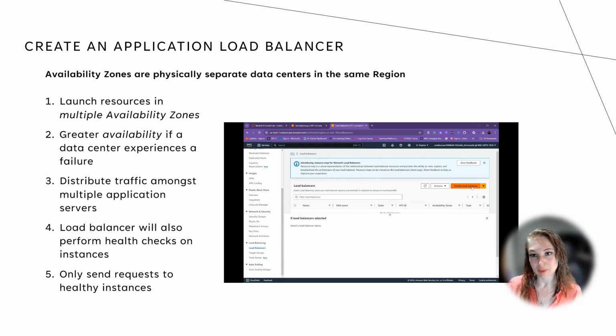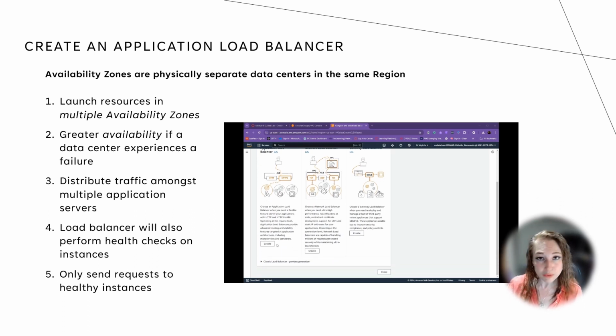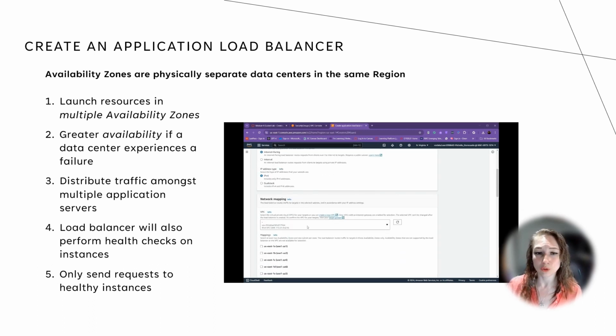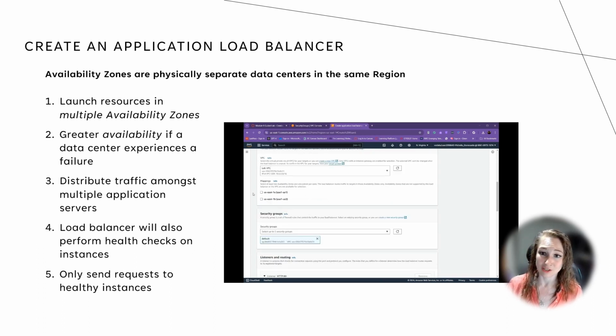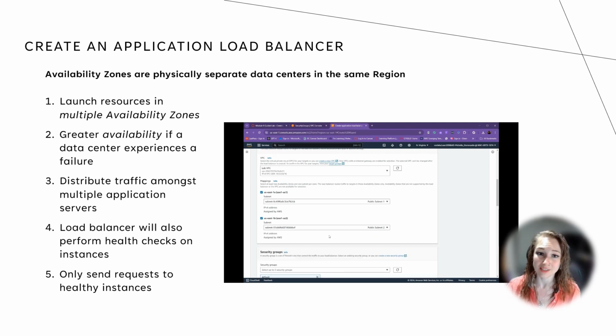To build a highly available application, it is a best practice to launch resources in multiple availability zones. Availability zones are physically separate data centers or groups of data centers in the same region. If you run your application across multiple availability zones, you can provide greater availability if a data center experiences a failure. Because the application runs on multiple application servers, you will need a way to distribute the traffic amongst those servers. You can accomplish this goal by using a load balancer. This load balancer will also perform health checks on instances and only send requests to the healthy instances.